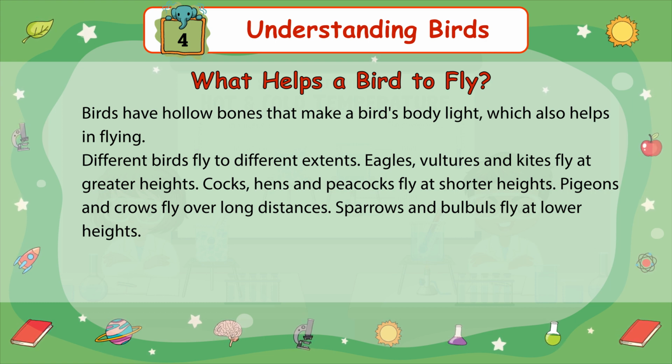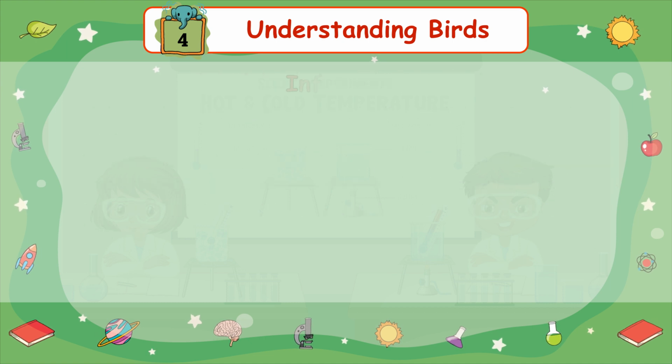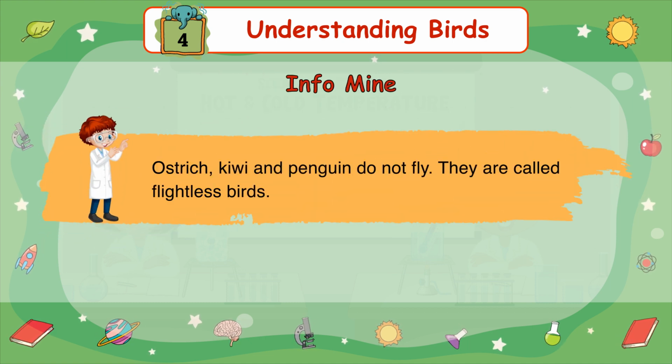Different birds fly to different extents. Eagles and vultures and kites fly at greater heights. Cocks, hens, and peacocks fly at shorter heights. Pigeons and crows fly over long distances. Sparrows and bulbuls fly at lower heights. Info mine. Ostrich, kiwi, and penguin do not fly. They are called flightless birds.